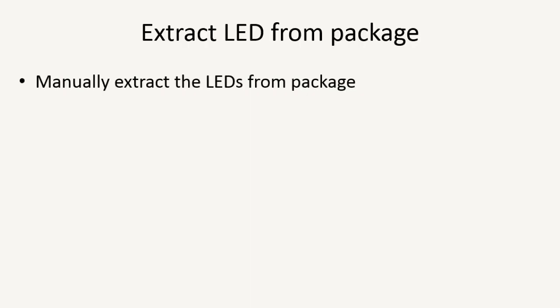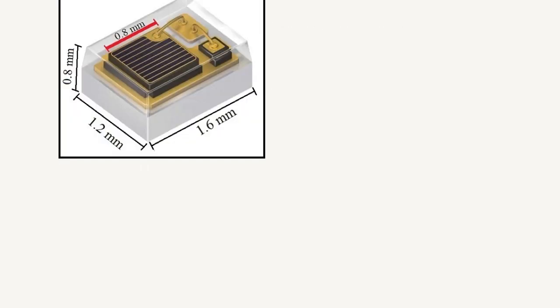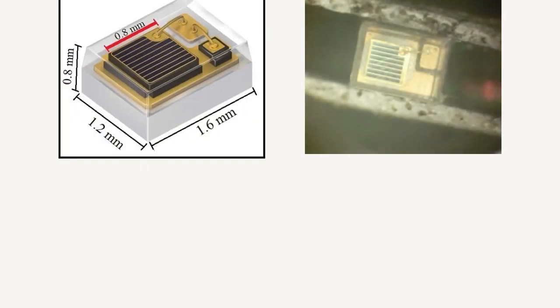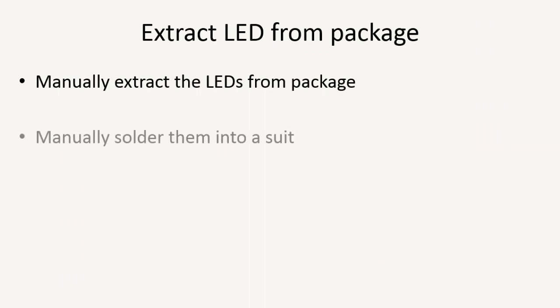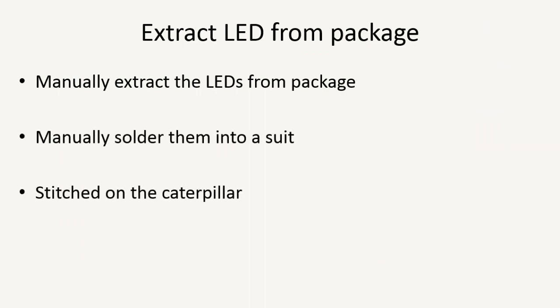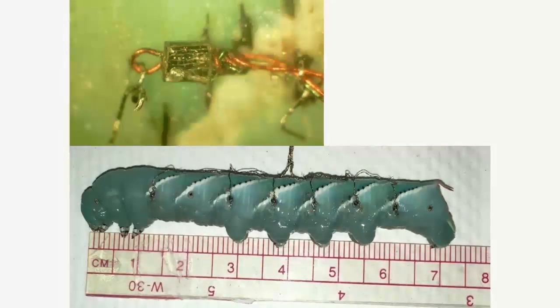And if this is the LED with the package, this is how it looks under the microscope. We succeeded detaching it and isolating it, and it was much smaller. And we succeeded in manually soldering them into a suit and stitching them to the caterpillar. This is how one such extracted LED looks when it's stitched to the cuticle of the caterpillar. This is under the microscope. And this is how an anesthetized animal looks when it's wearing our LED suit.